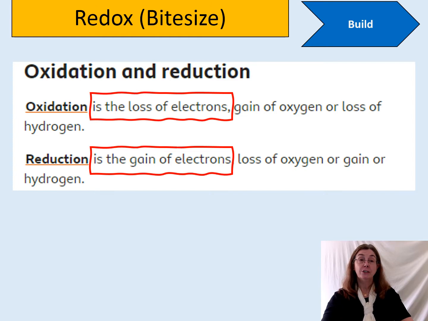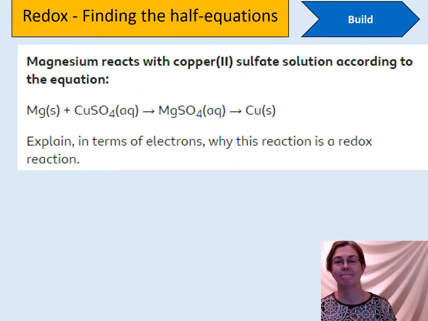Foundation tier tends to just use oxidation with oxygen and hydrogen, but on the higher tier you will be expected to do these electron transfers. Looking at this one, it's a little bit more difficult to explain via our foundation tier explanation, but if we look at electron transfer it's much easier. But we do need to just split this up so that we can see what we've got here.